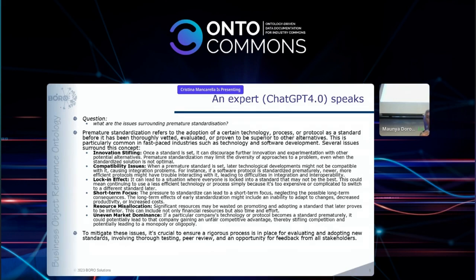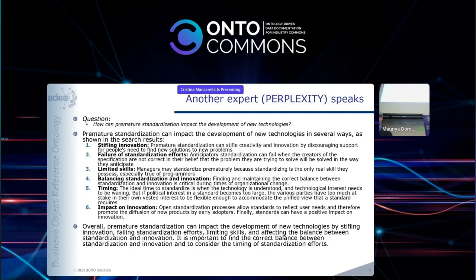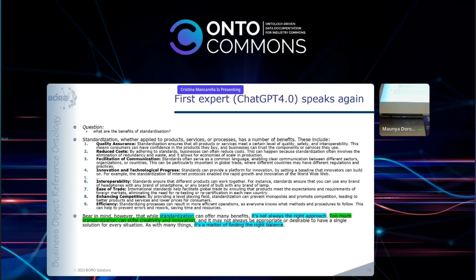Okay. We're doing a lot of work with large language models at the moment. They can't speak, but I can read what this produced. I put the question into ChatGPT, and at least ChatGPT thinks there are a number of problems with premature standardization. There's another large language model, Perplexity, which I quite like because it gives you the references. It tells you where you've got the stuff from. Interestingly, it came up with a very similar set of issues about premature standardization.